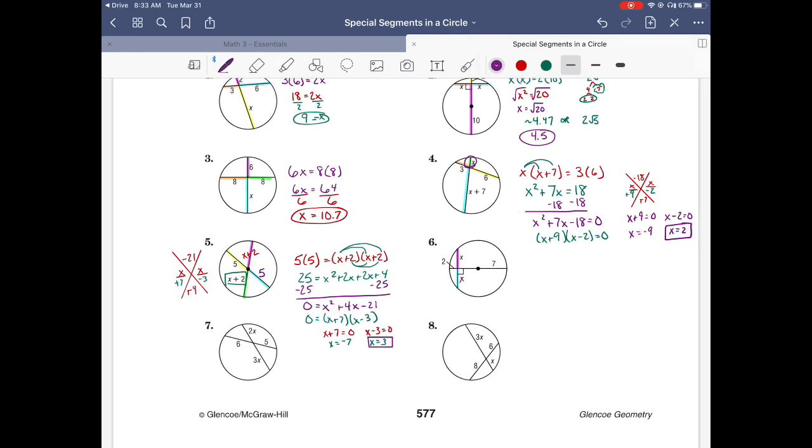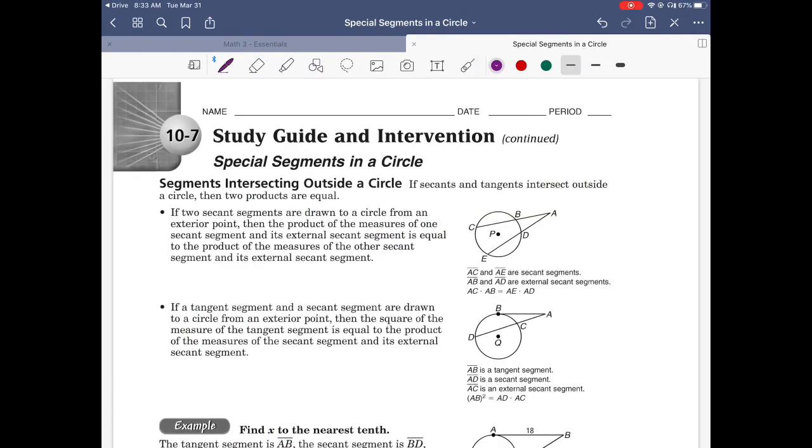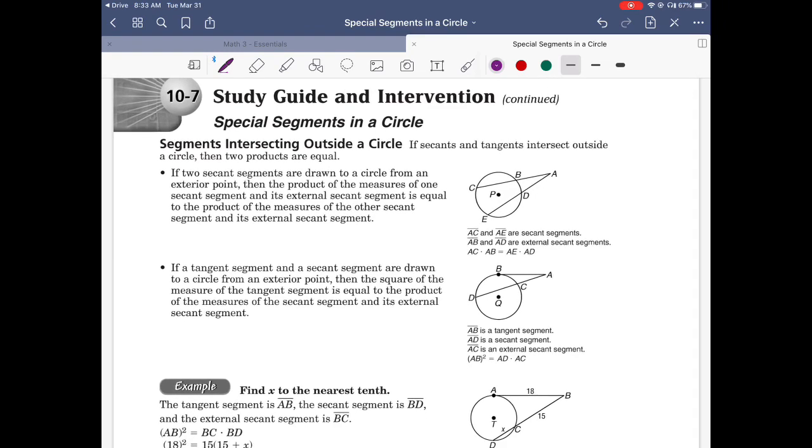Remember, if we have quadratics, we have to set it equal to 0 and factor. If you can get just an x squared, then no x term, then you can do what we did in number 2. Okay, backside. So these are talking about secants and tangents.